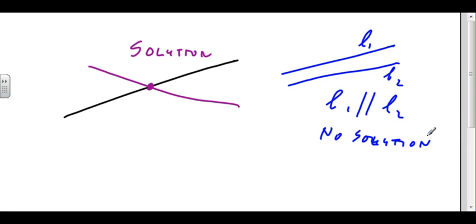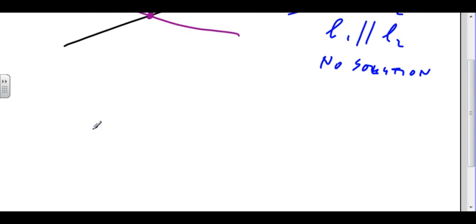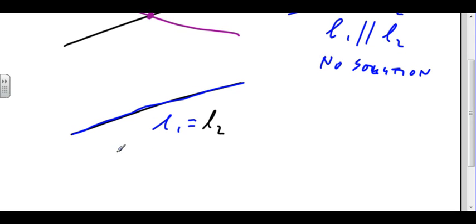Unless, of course, I have spherical geometry, then I have two solutions. But we don't have spherical geometry yet, so we don't have to worry about that. The other possibility is that I've got two lines, and these two lines are the same line, in which case line 1 is the same as line 2, and I have multiple solutions. In fact, I have an infinite number of solutions.